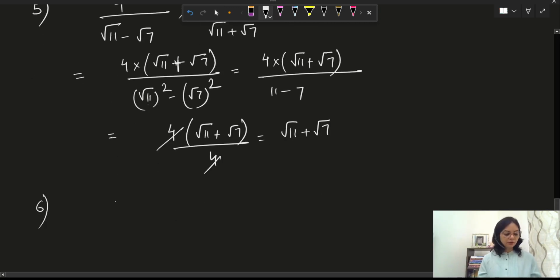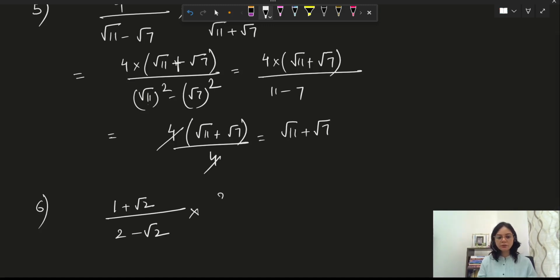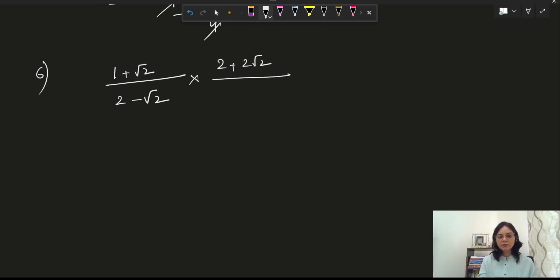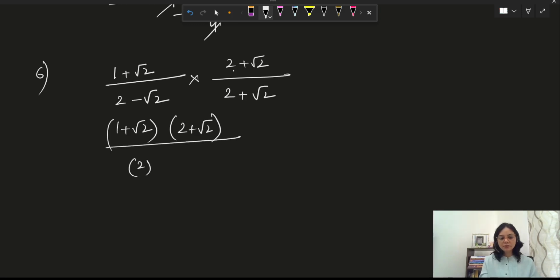Let's say we have 1 plus root 2 by 2 minus root 2. Rationalize the denominator. Here again, numerator keep it as it is. Just multiply the numerator by 2 plus 2 root 2, and denominator by, sorry, not 2 plus 2 root 2. It's only 2 plus root 2, and it's also 2 plus root 2. Opposite of this only, I have taken the sign. So now 1 plus root 2 multiplied by 2 plus root 2 divided by 2 square minus root 2 square. Clear, students?